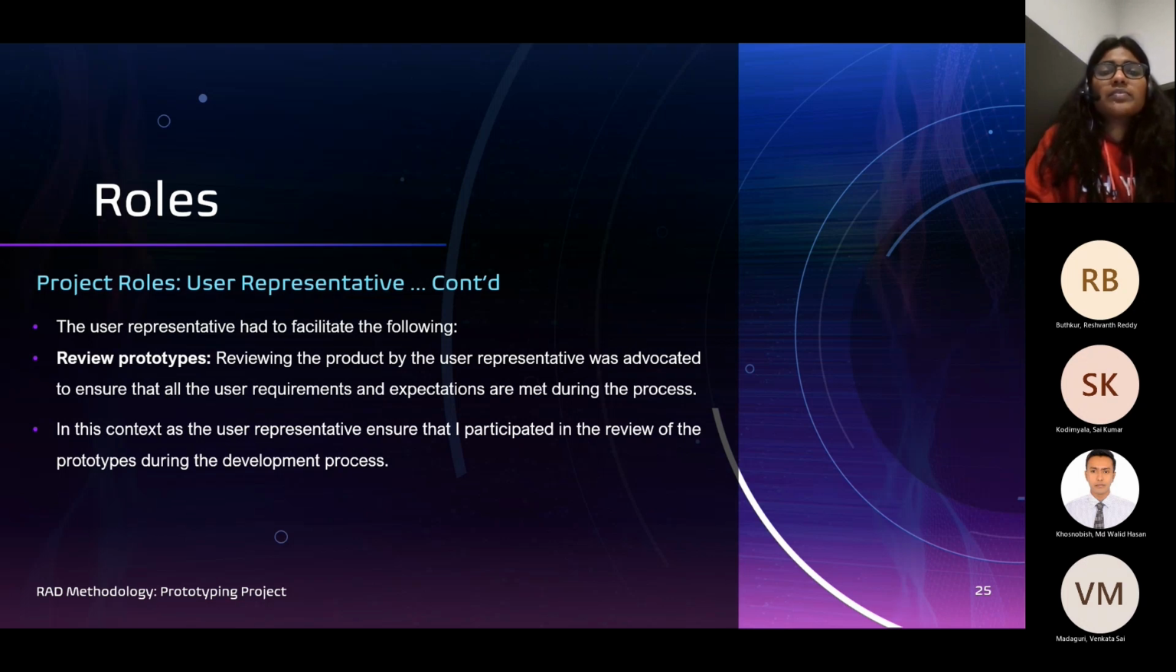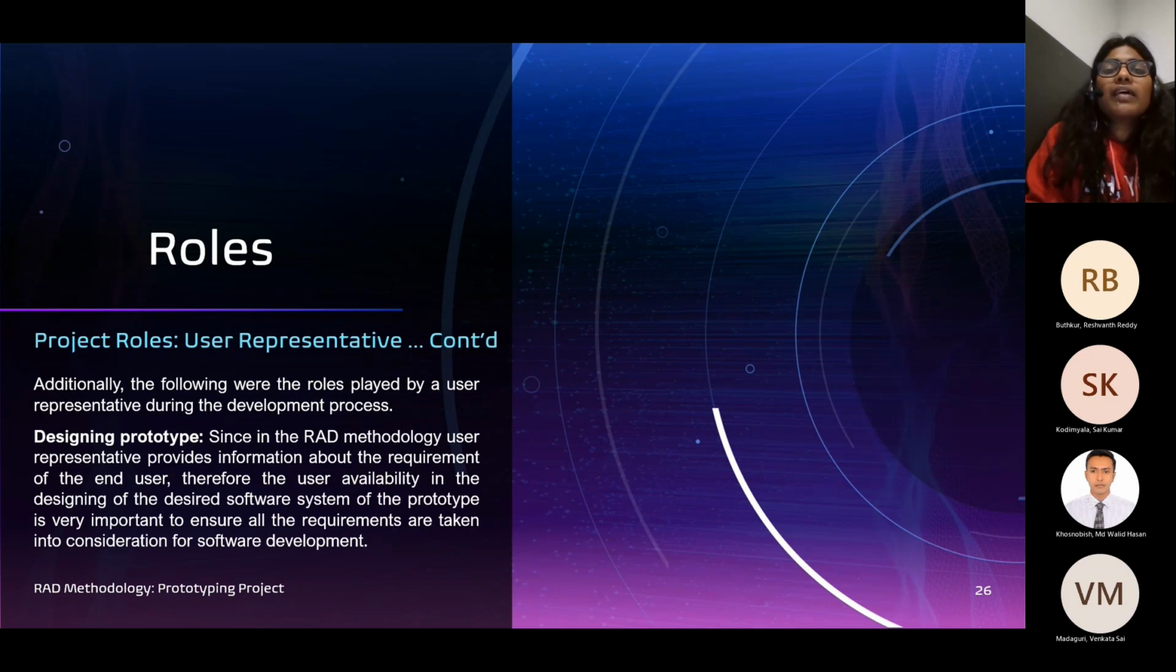The first thing is to review the prototypes, reviewing the product to ensure that all the user requirements and expectations are met during the process. In this context, as a user representative, I participated in the review of the prototypes during the development process. And the next role played by me as a user representative during the development process is designing the prototype. I provided the information about the requirements of the end user. Therefore, the user's availability in the design of the desired software system or prototype is really very important to ensure all the requirements are taken into consideration for the software development.